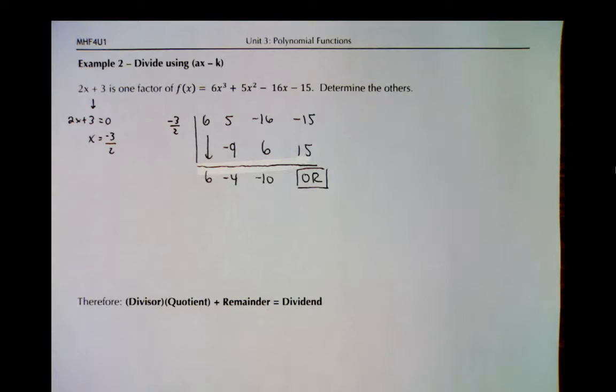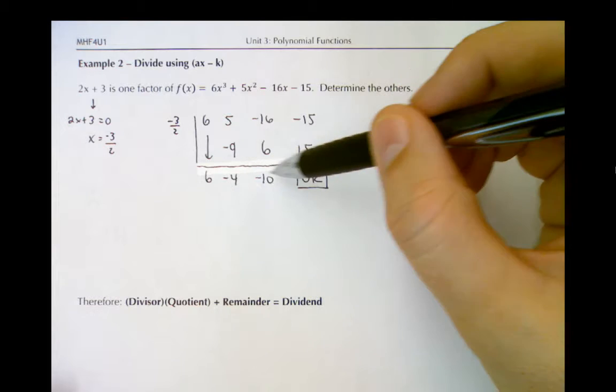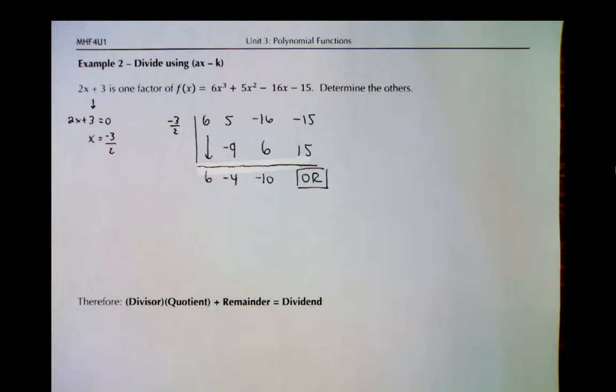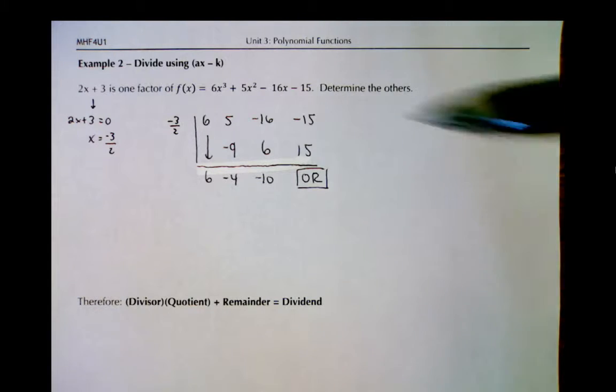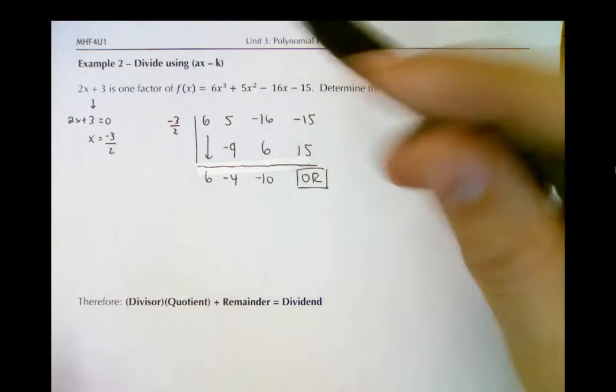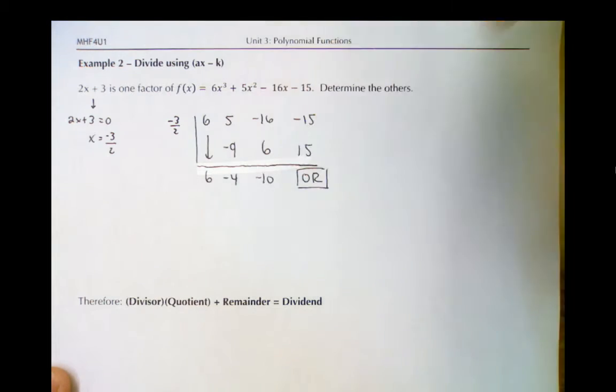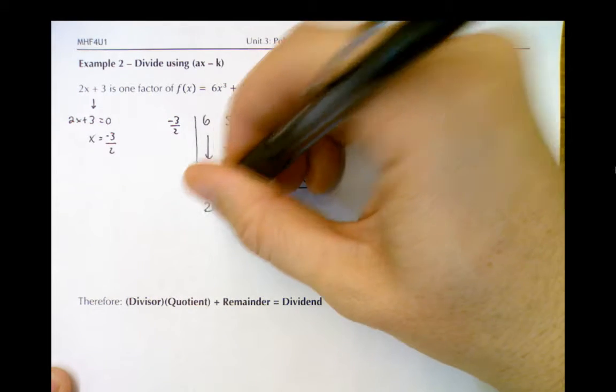Here's where it's tricky. These numbers, 6, negative 4, and negative 10, are not the coefficients in our quotient. These numbers are off by a factor of whatever the bottom of our fractional root is. So that means these are off by a factor of 2. In order to get the appropriate coefficients at the very end of one of these division questions, you have to take the numbers you got at the end of your division and divide them all by 2.